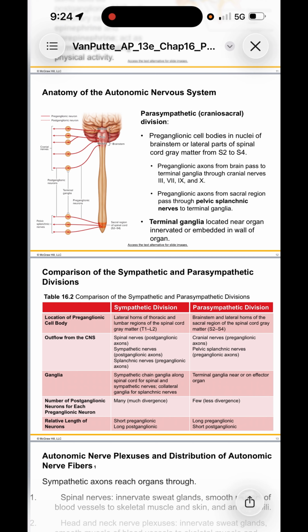Parasympathetic division: brainstem and lateral horns of the sacral region of the spinal cord gray matter, S2 through S4. Cranial nerves, preganglionic axons, pelvic splanchnic nerves, preganglionic axons. Terminal ganglion, near or on effector organ, few, less divergence. Relative length of neurons. Sympathetic division, short preganglionic, long postganglionic. Parasympathetic division, long preganglionic, short postganglionic.